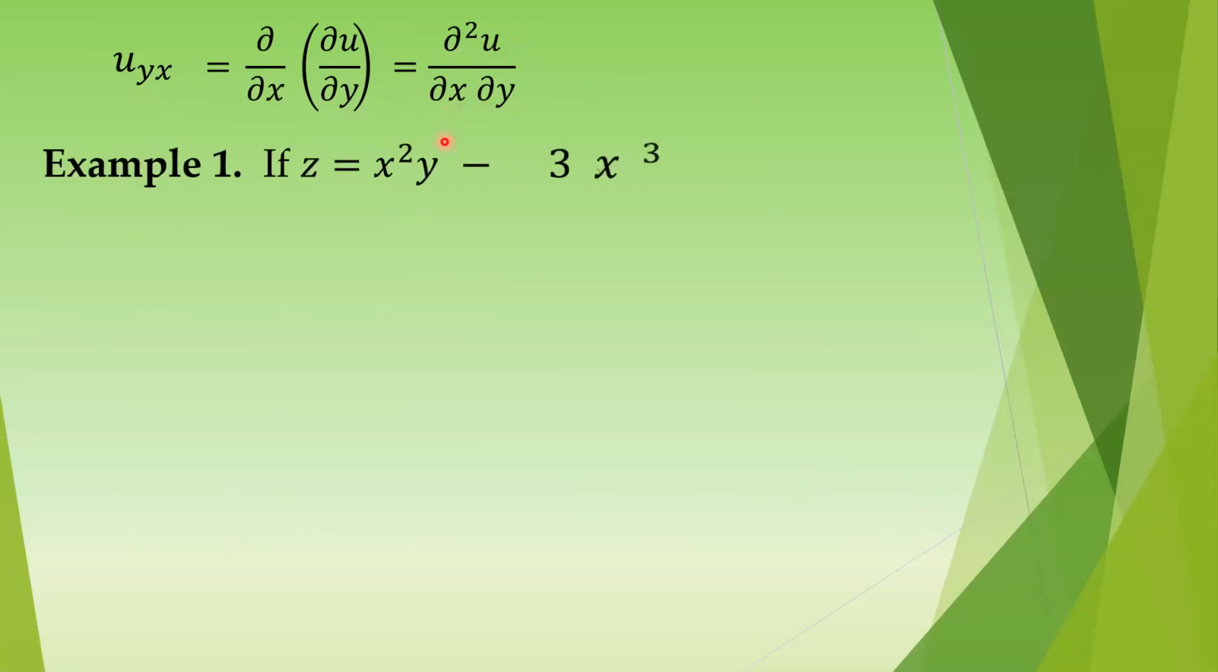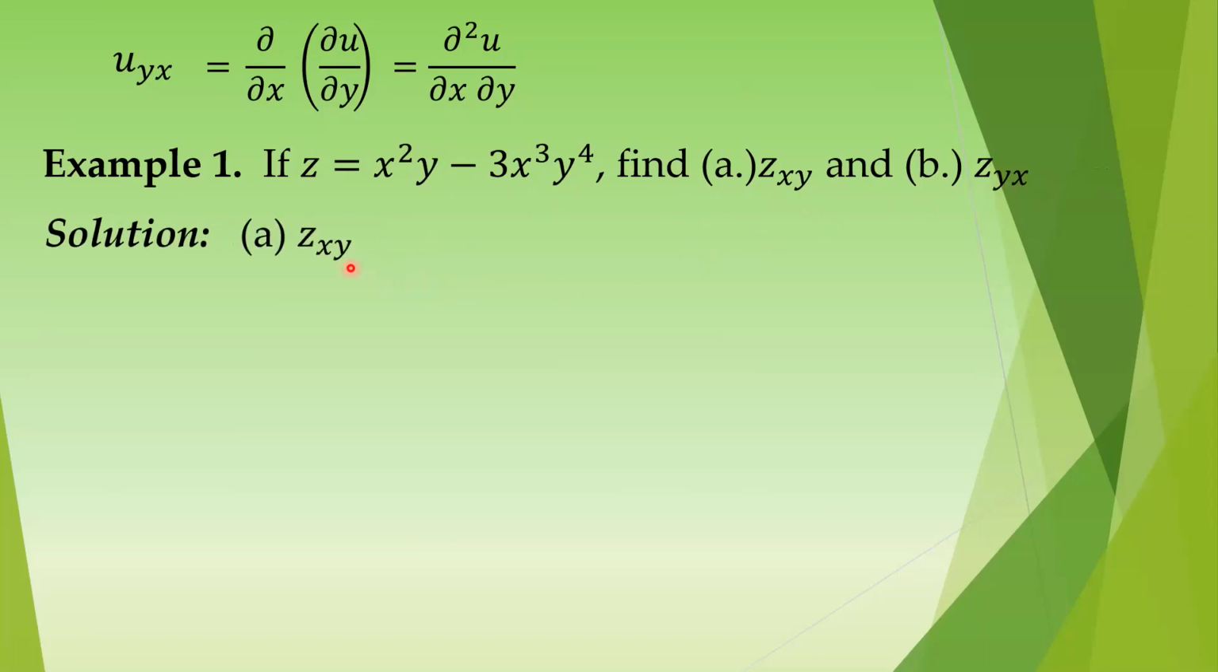So if we have u sub yx, so meaning we're going to differentiate first partially with respect to y. After that, differentiate again with respect to x. Or pwede mo rin siya i-rewrite in other symbol as second partial derivative of u with respect to y and with respect to x. Example number 1 tayo. So if z equals x squared y minus 3x cubed y raised to 4, so we're going to find z sub xy and z sub yx.